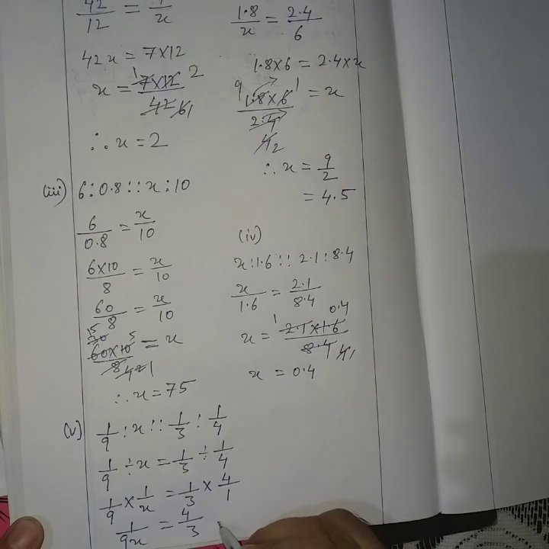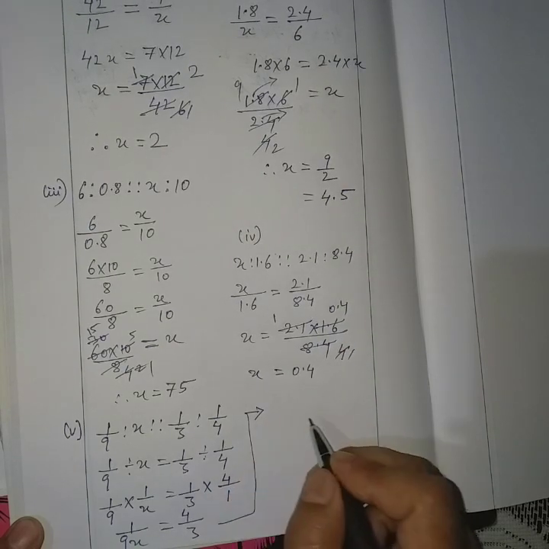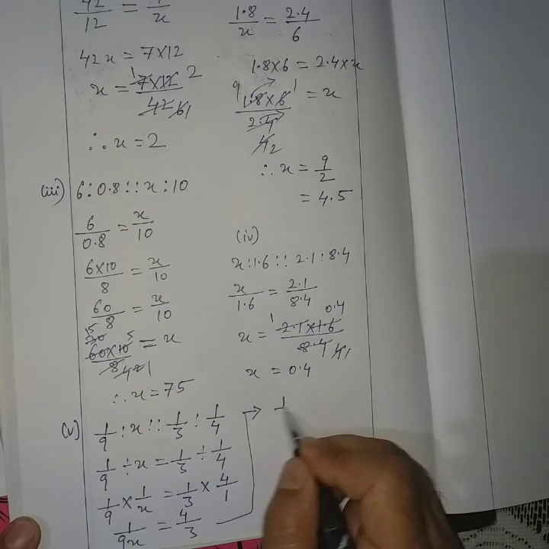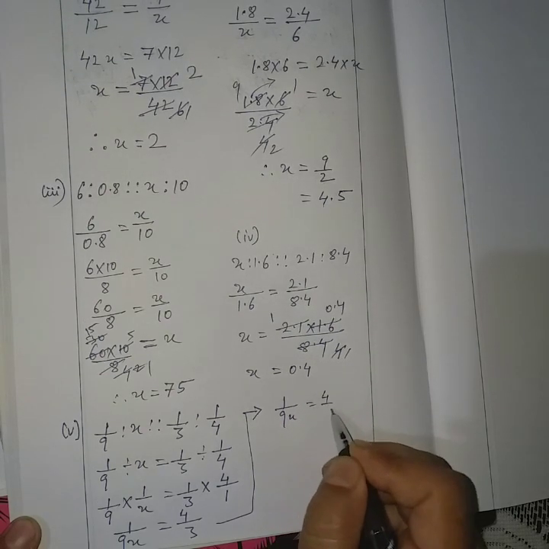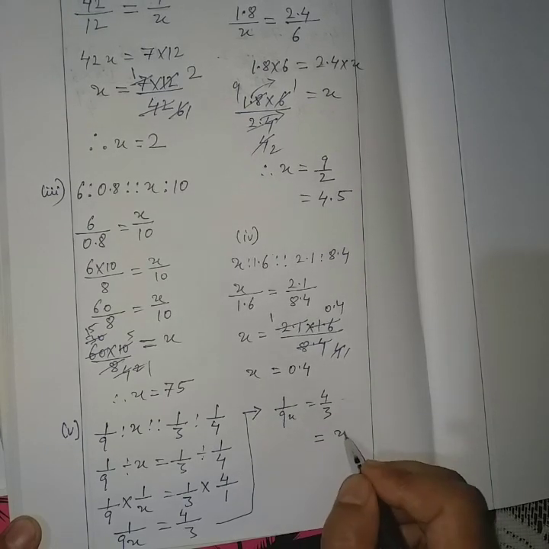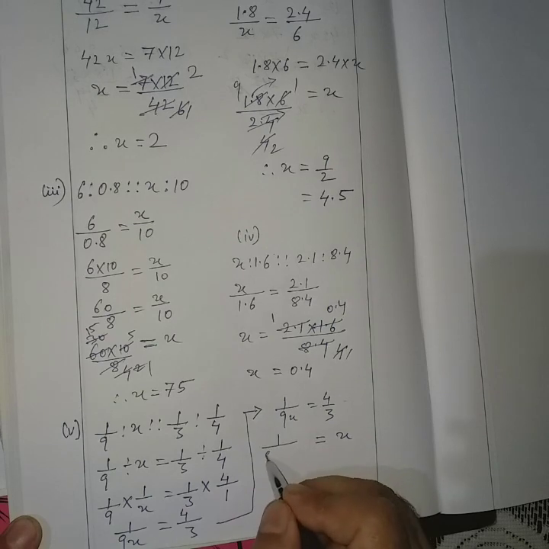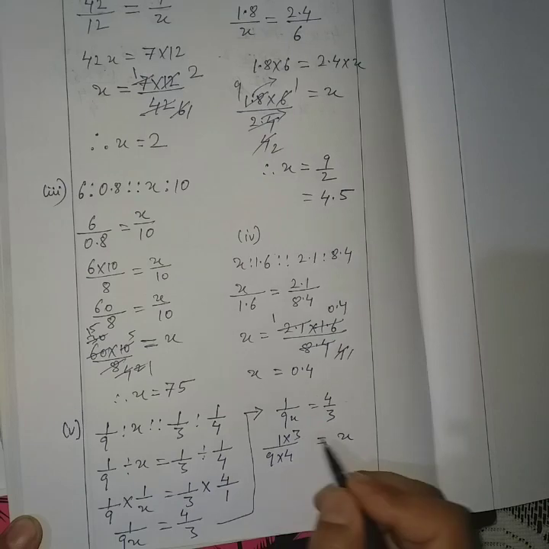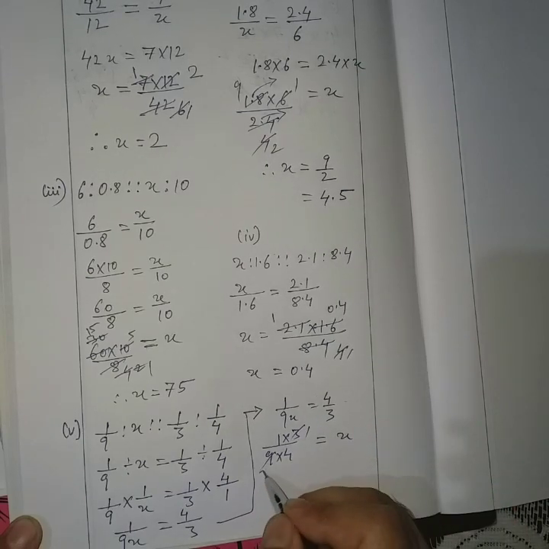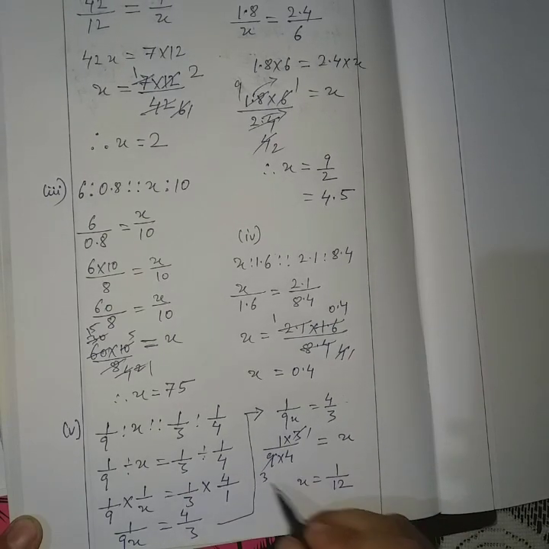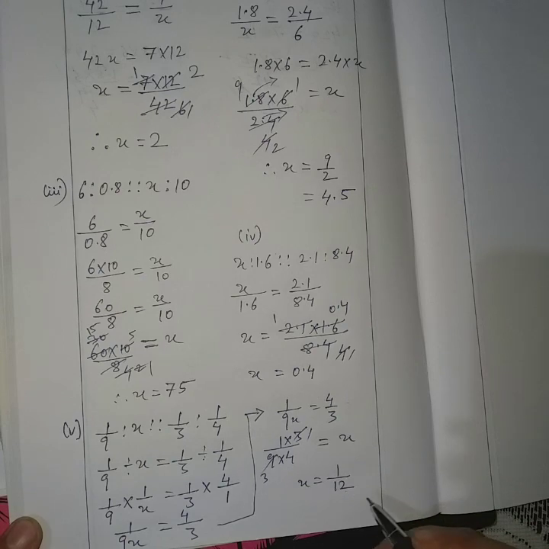Now after this, 1 by 9x is equal to 4 by 3. So x comes this side, 9 is here only, 4 comes this side, 3 goes here. Okay, so 3 1s are 3, 3 3s are 9. Now 4 3s are 12. So x is equal to 1 by 12.